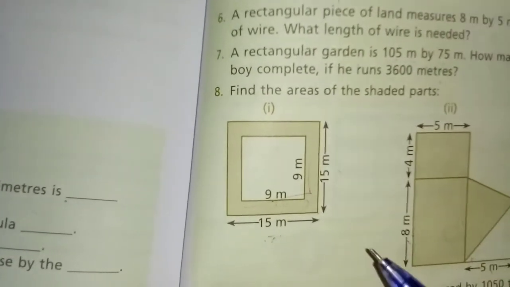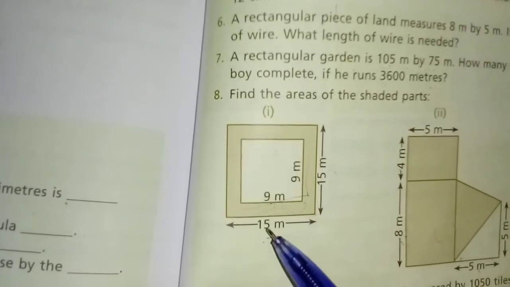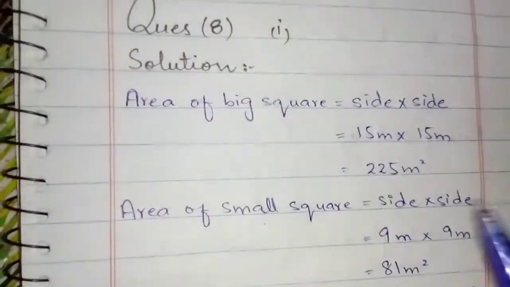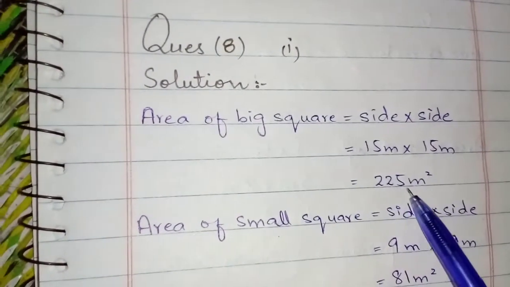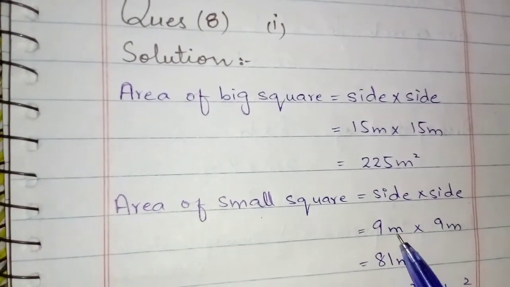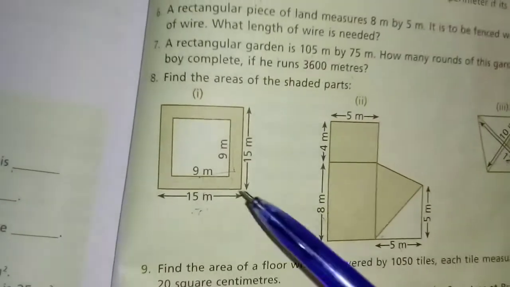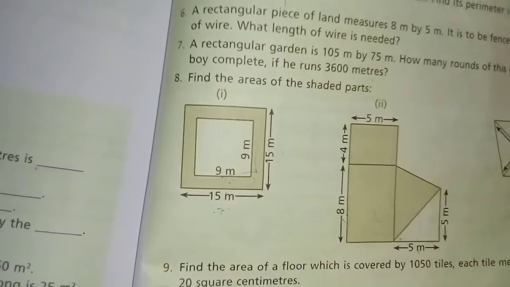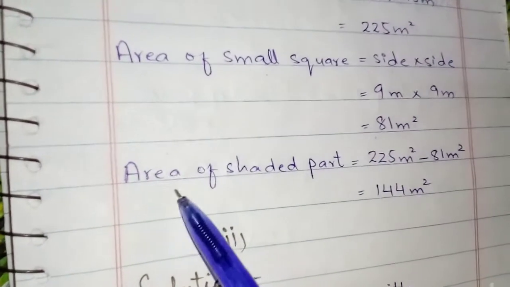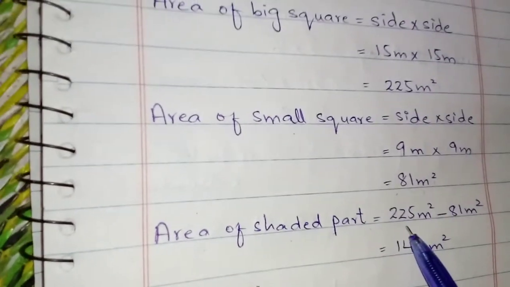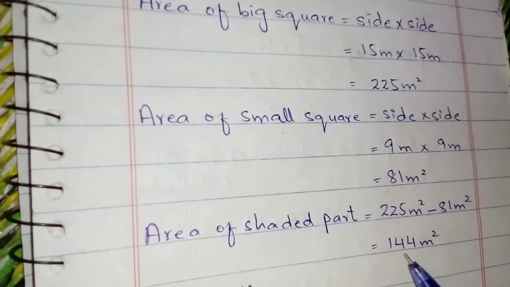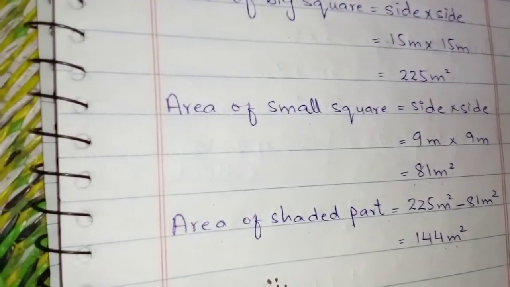So area of the big square is equal to side multiplied by side, that is 15 multiplied by 15, which is 225 meter square. Area of the small square is equal to side multiplied by side, that is 9 multiplied by 9 meter, which is 81 meter square. So area of the shaded part is equal to area of big square minus area of small square, that is 144 meter square.